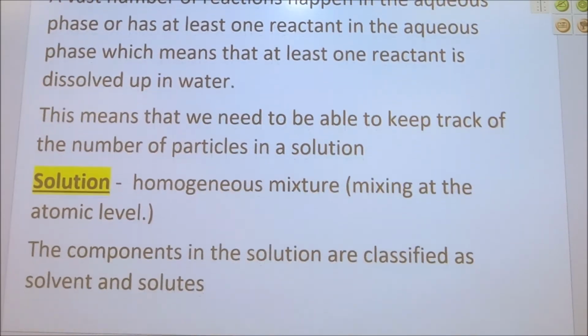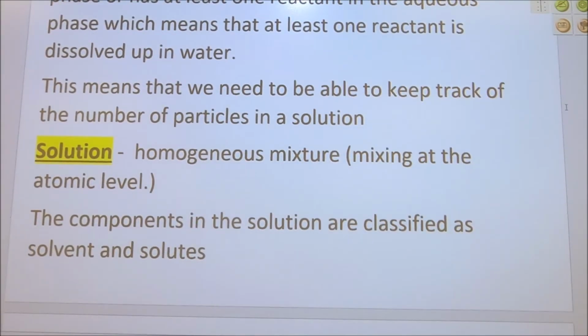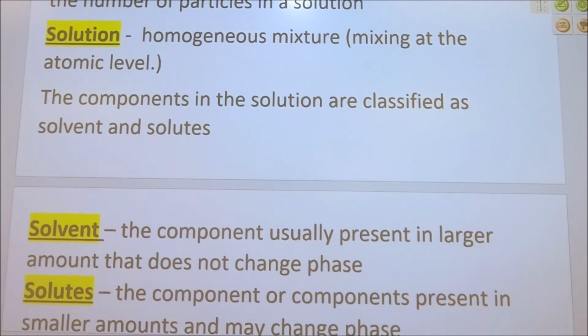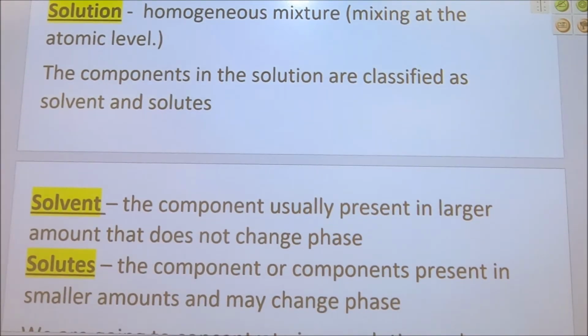Okay? Now, what we're going to see when we look at reactions is a lot of reactions happen in an aqueous environment. That means that the reactants are dissolved up in water. We then need to be able to keep track of our number of reactant particles in solution. Now let's remind ourselves about what a solution is. A solution is a homogeneous mixture. Means mixing at the atomic level. The components in the solution are classified as either solvent or solute.